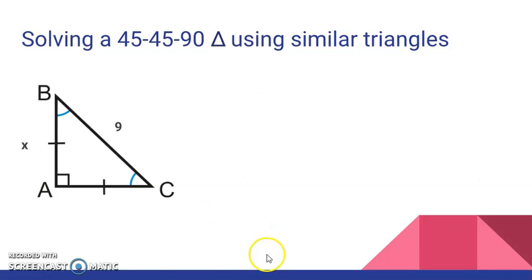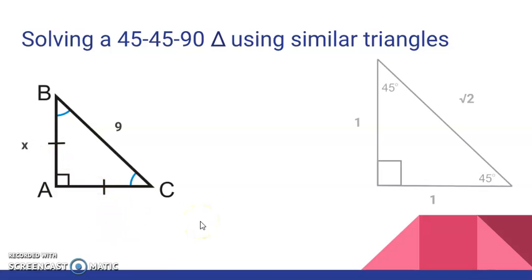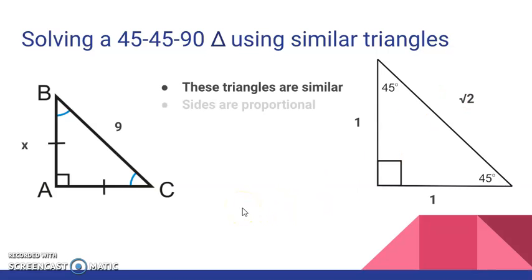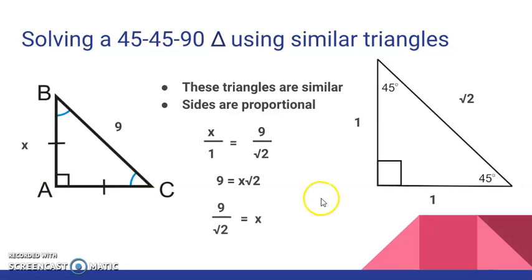Another example. This time, instead of knowing a leg, I now know the hypotenuse. Well, the two legs are missing. So, again, I want to focus in on the 45-45-90 triangle with the ratios 1, 1, square root 2. Again, I know that these triangles are similar, which means they're proportional. So I can set up a proportion. This time my x matches a 1, just like the 9 matches the square root 2. From that point, cross multiply and divide both sides by the square root of 2.